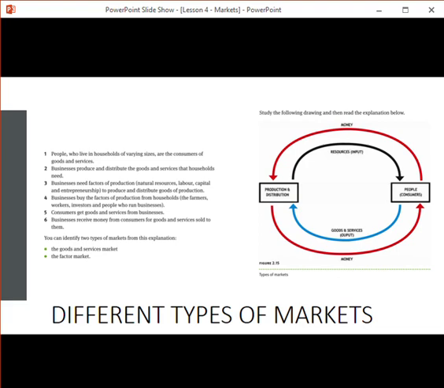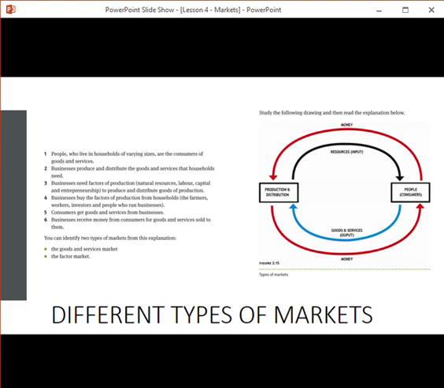Why do they do that? They want to sell those goods and services to the consumers, who will then supply money for it. Can you see the circular flow? Okay, so first, people who live in households are the consumers, on the right hand side. Number two, businesses produce and distribute goods and services that households need. Businesses need factors of production, and we said that, natural resources, labor, capital, entrepreneurship, to produce and distribute the goods. They buy the factors of production from households. There you can see the red arrow at the bottom.